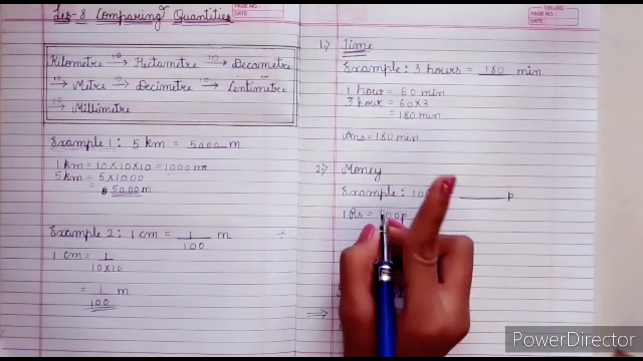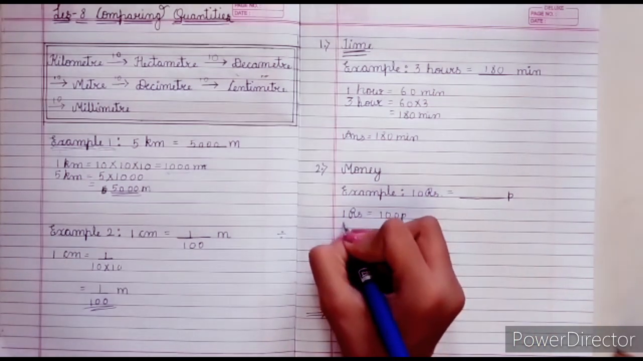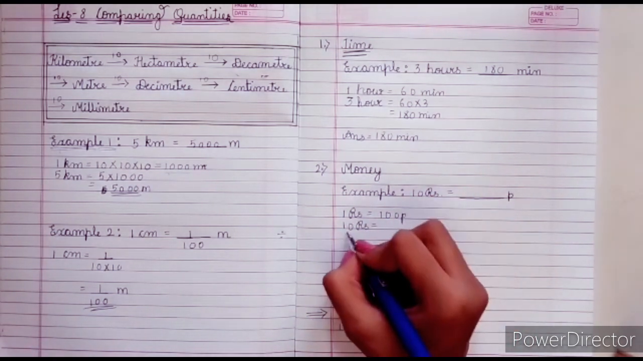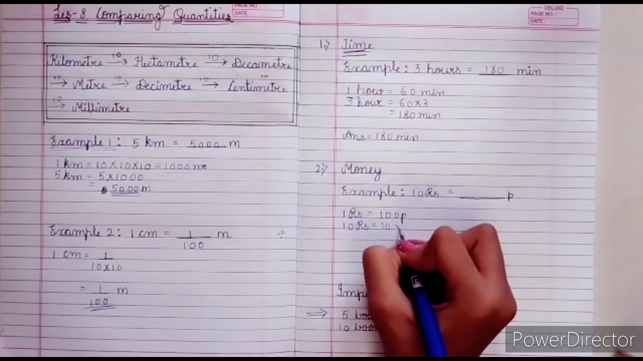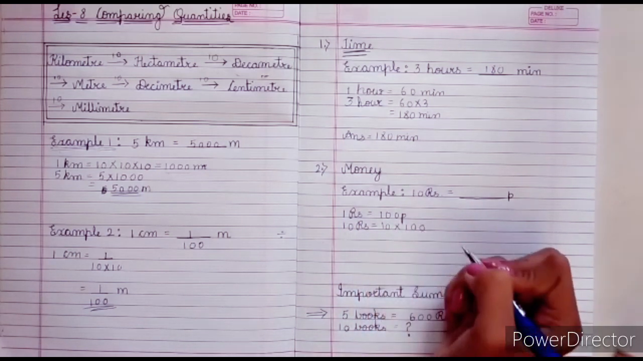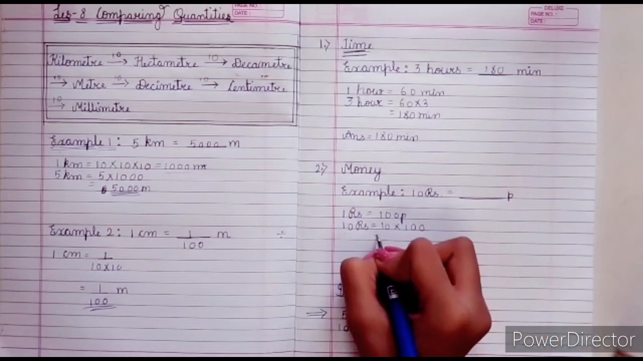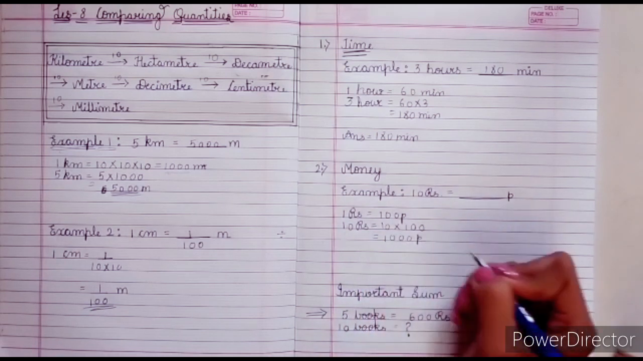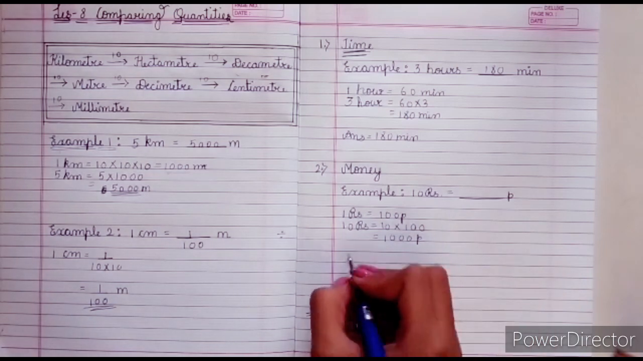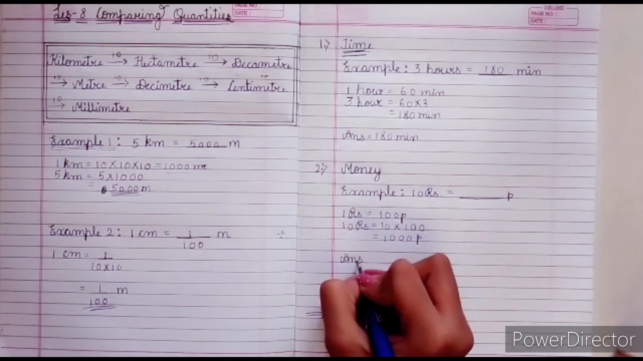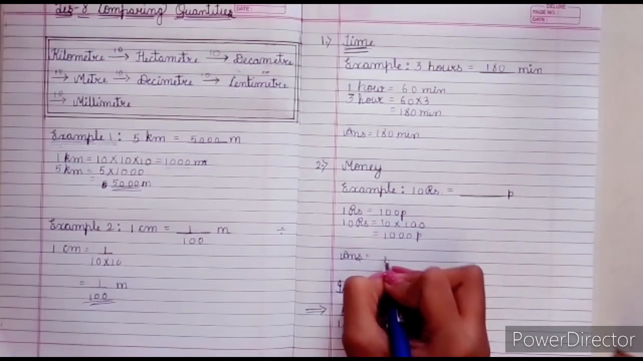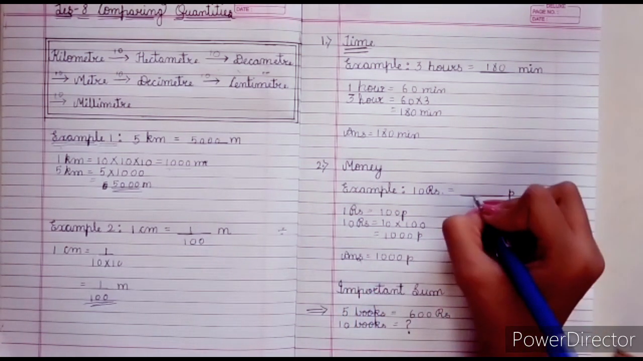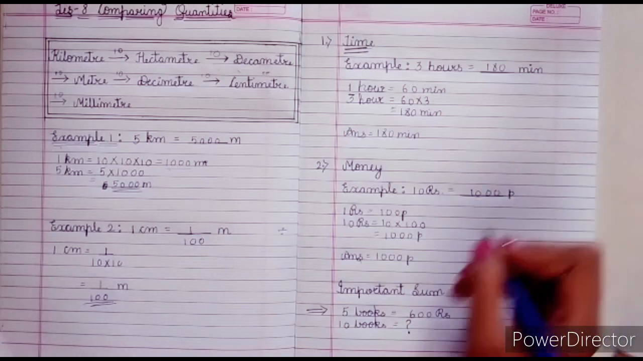Now we have to find of 10 rupees. So 10 rupees is equal to, we have to multiply 10 and 100. So we'll get the answer 1000. So 10 multiplied by 100 is equal to 1000 paisa. Answer is 1000 paisa. So 10 rupees is equal to 1000 paisa.